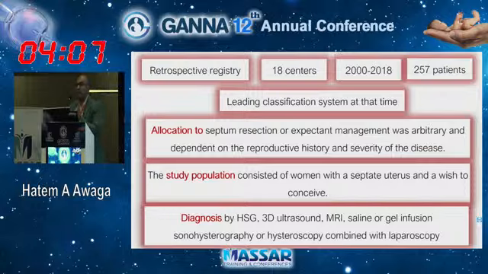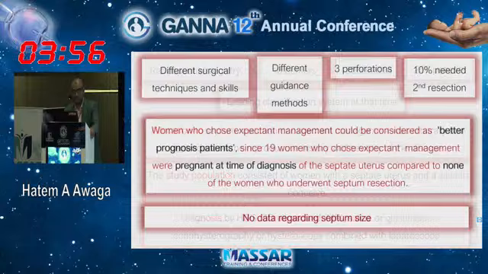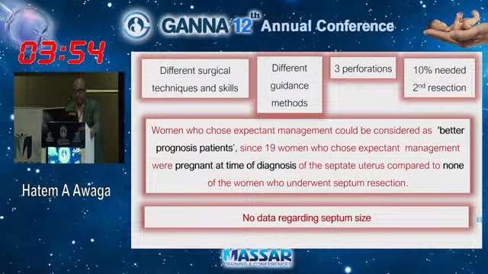However, patients in the other arm, which is the surgical arm, no one got pregnant. So they have allocation bias, and they directed the patients with the bad prognosis to surgery, which is a problem. There is no data in such a study regarding the septum size.